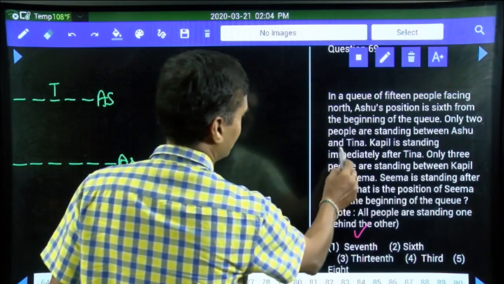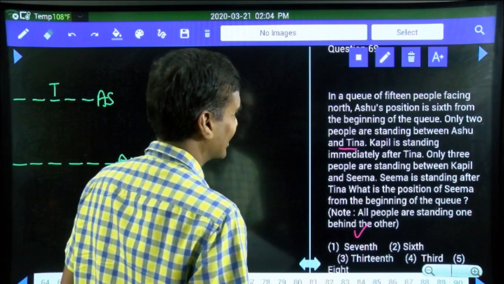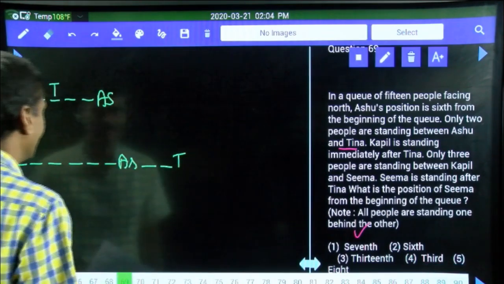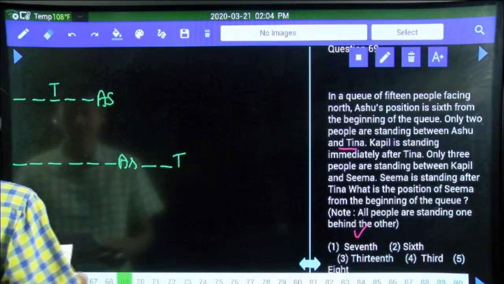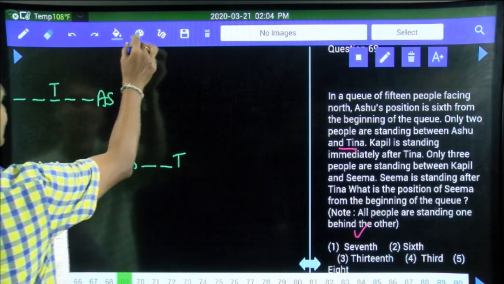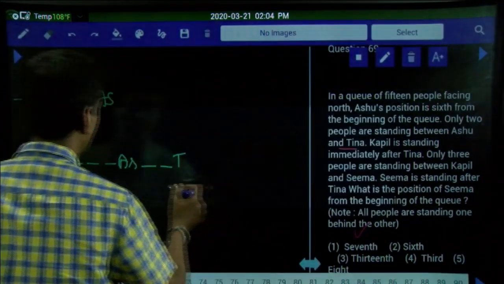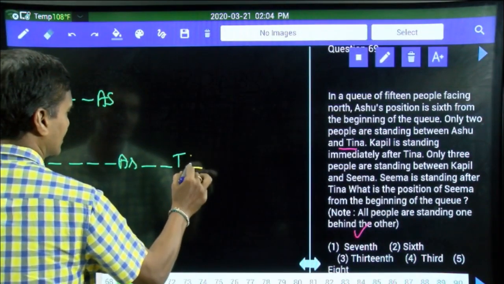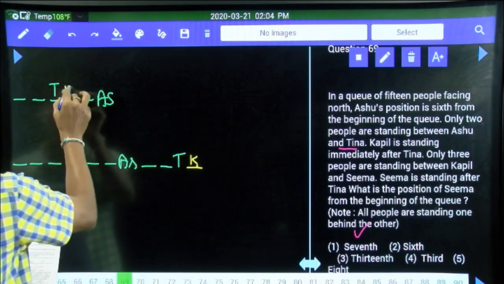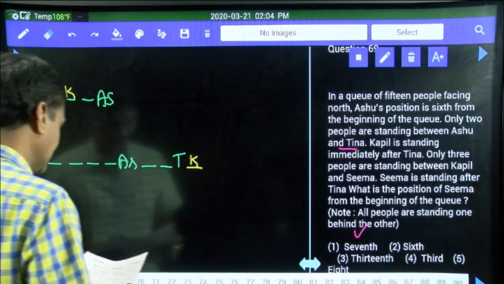Next one, only 2 people between Ashu and Tina. Couple is standing immediately after Tina. Hence where should this couple be? The couple is immediately after Tina.